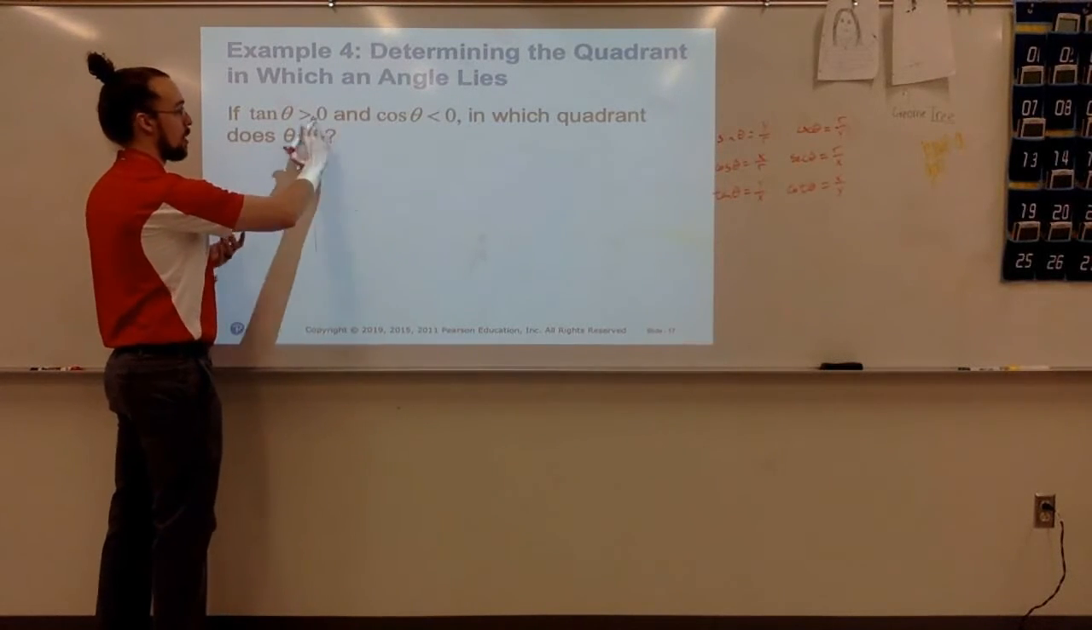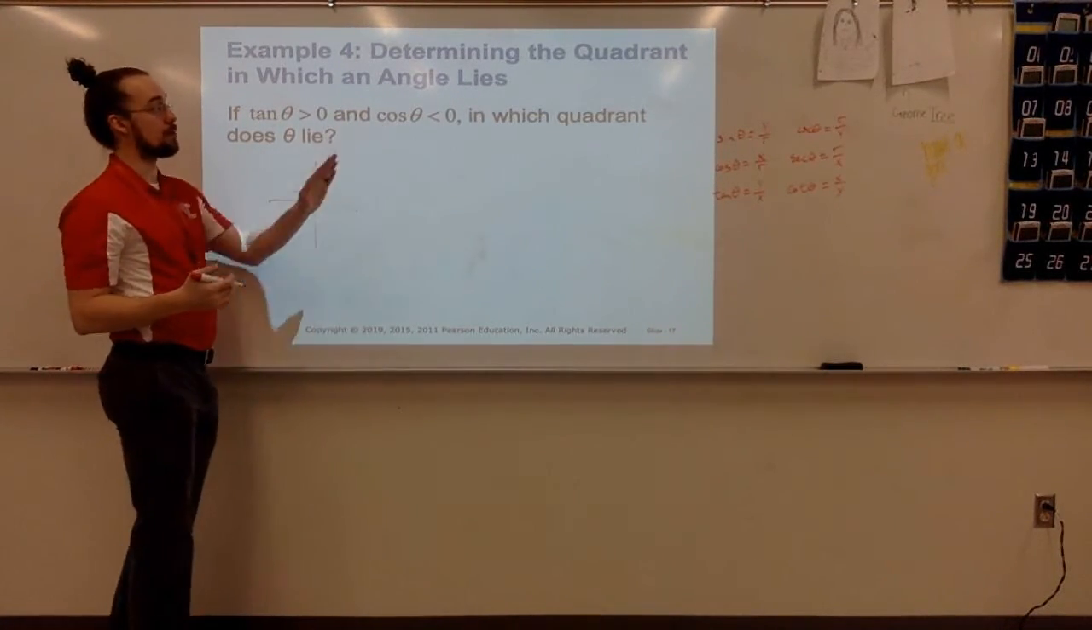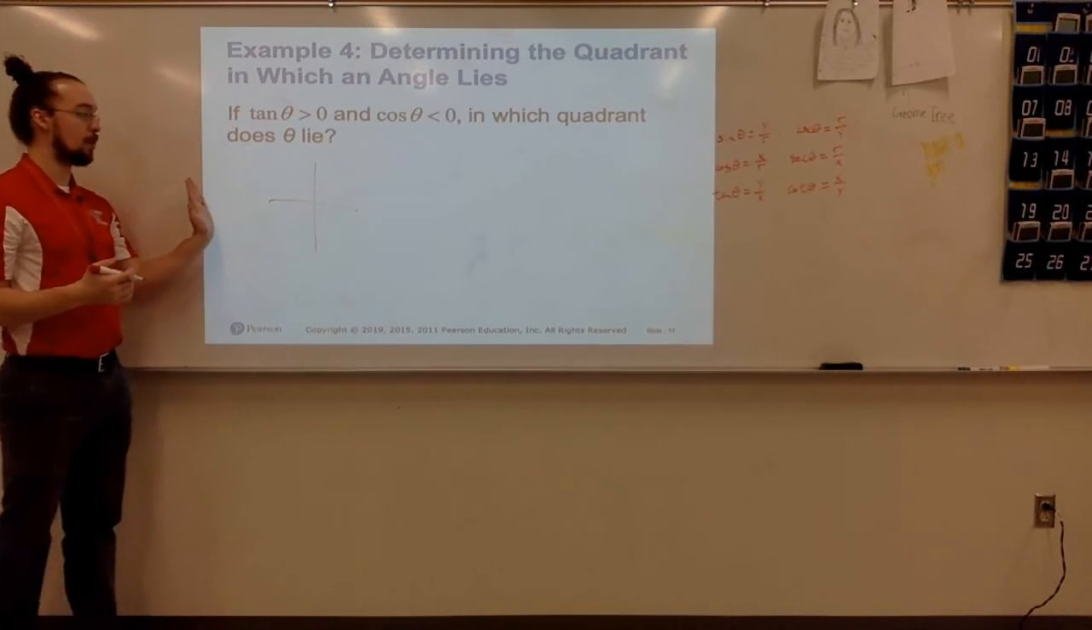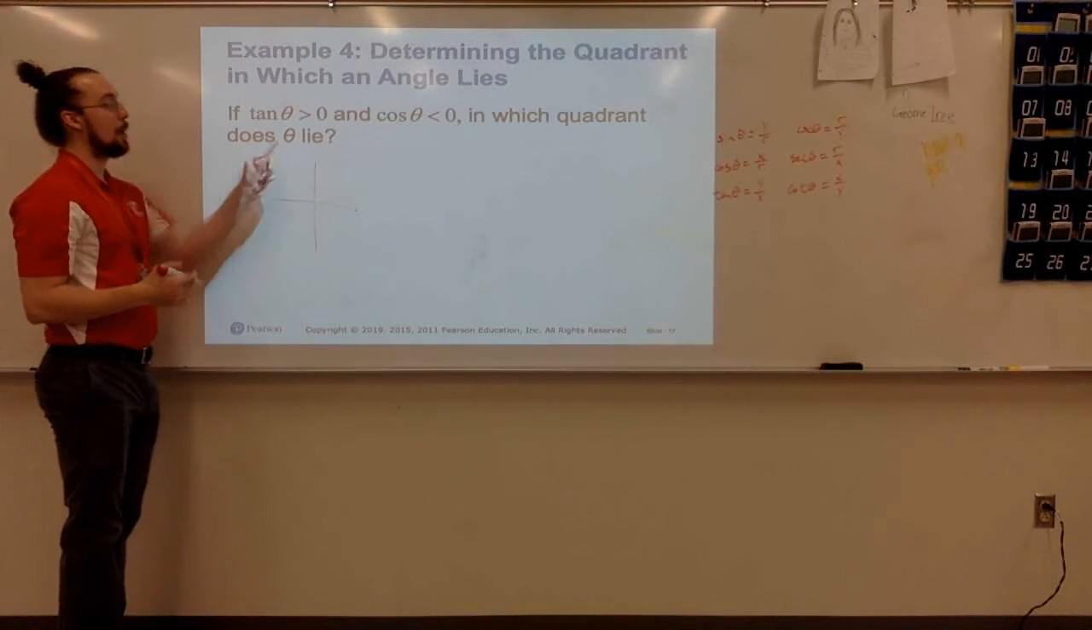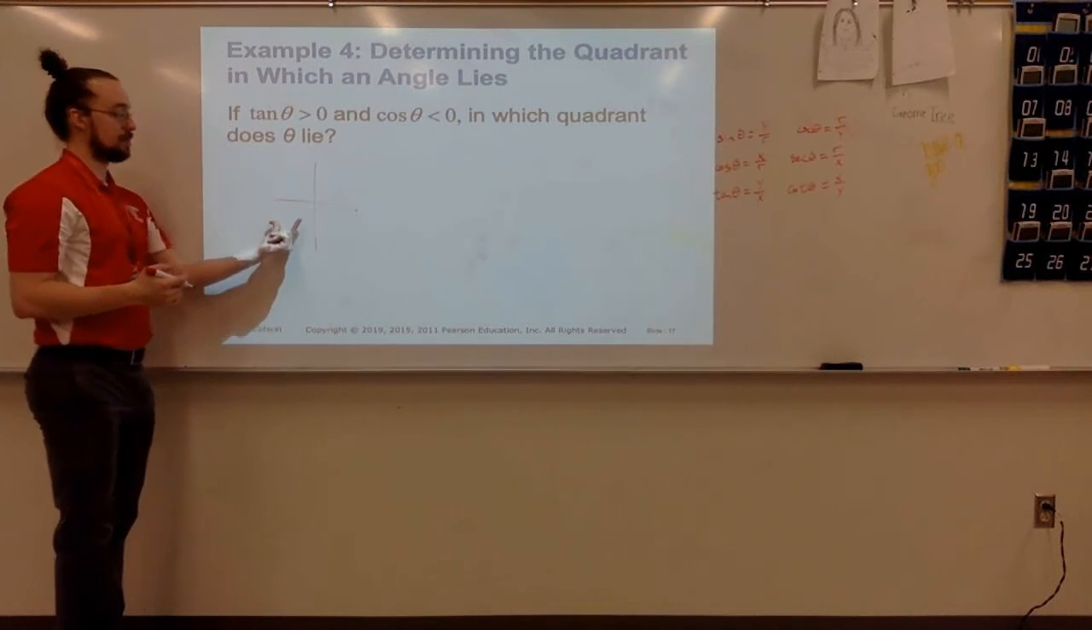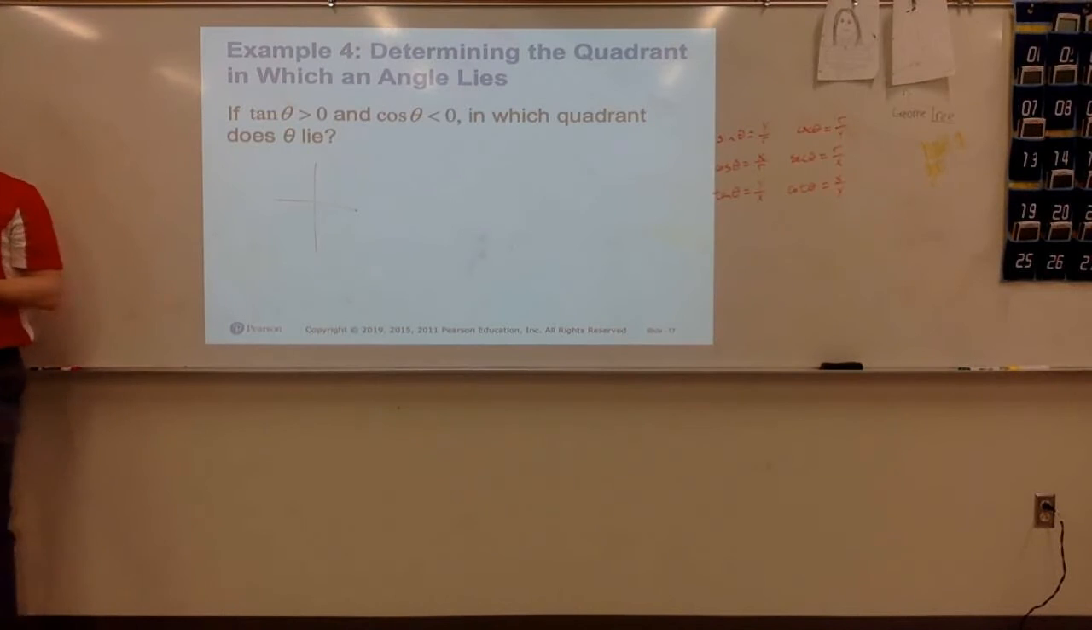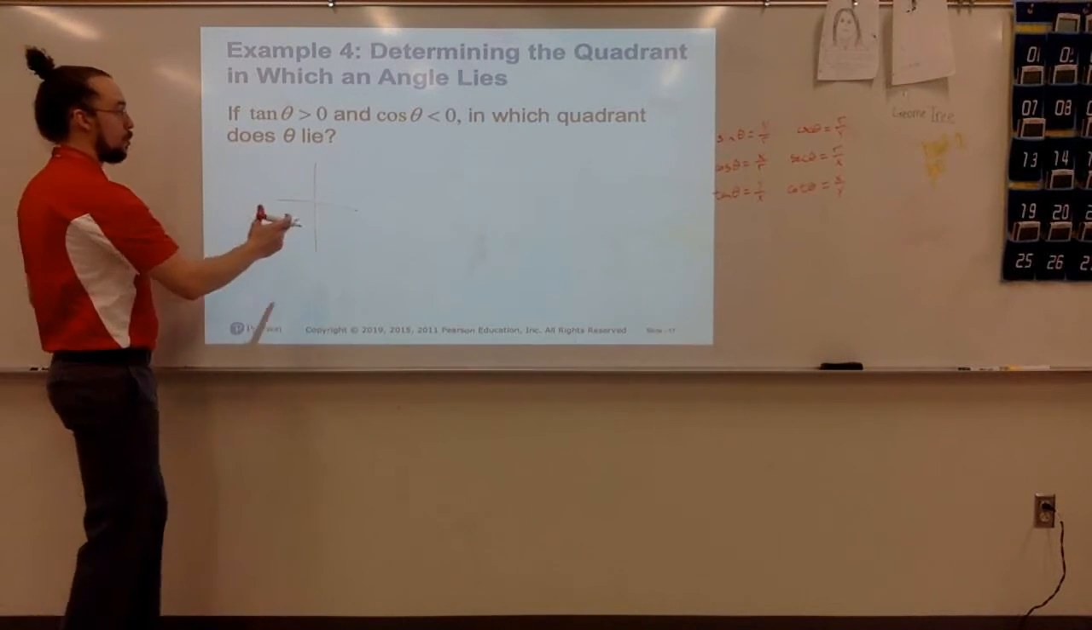So it doesn't matter which one you start with. You can start with cosine and say, well, if cosine's negative, I know I'm going to be over here, because that's where the negative x values are. And then if tangent is positive, that means we're going to be in quadrant 3.